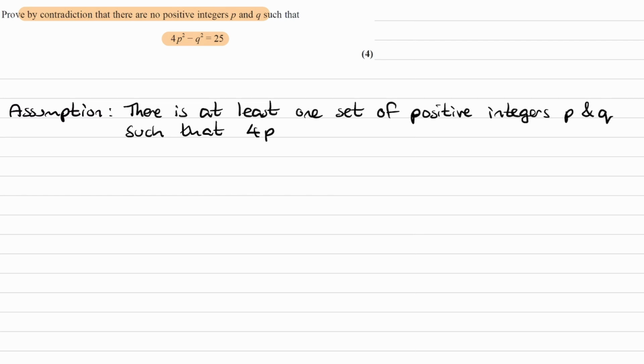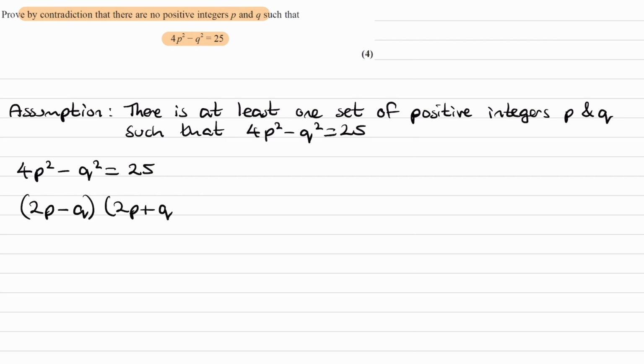And then with that, 4p squared minus q squared is 25. Notice how this is, on the left-hand side, the difference of two squares. So that means we can factorize using the difference of two squares. This becomes 2p minus q, 2p plus q. Just bear in mind that difference of squares often helps you solve proof questions, so always keep that in mind, that you can convert what we have here into something like this.